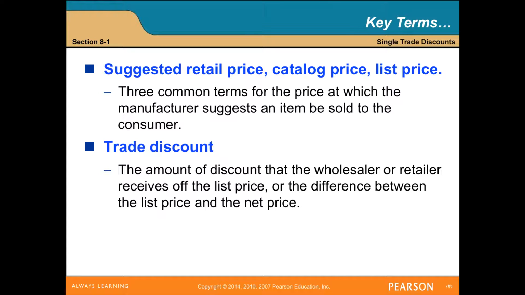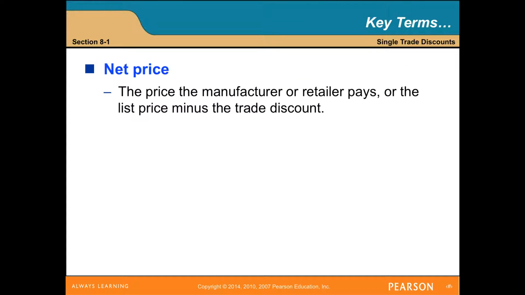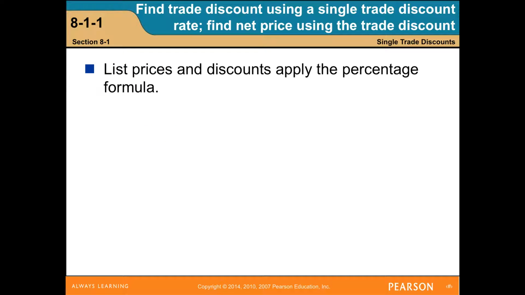The trade discount is the amount of discount that the wholesaler or retailer receives off the list price, or the difference between the list price and the net price. The net price is the price the manufacturer or retailer pays, or the list price minus the trade discount, and usually we don't know what the net price is. The discount rate is a percent of the list price.